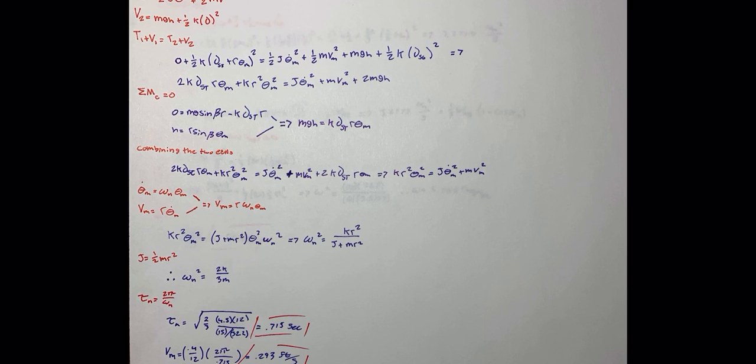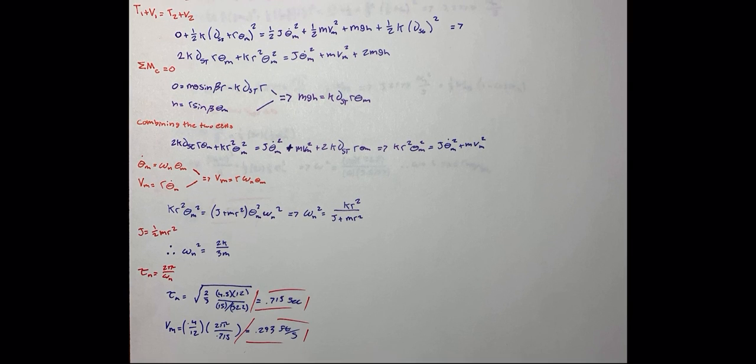And we know that theta dot is equal to omega times theta. And we know that Vm is equal to R theta dot. And combining those, we get Vm is equal to R omega theta. And using that with the equation above, we can get what simplifies down to be omega n squared is equal to K R squared over J plus Mr squared. And we also know that J is equal to 1/2 Mr squared. So using that and combining, we can get omega n squared is equal to 2K over 3M.